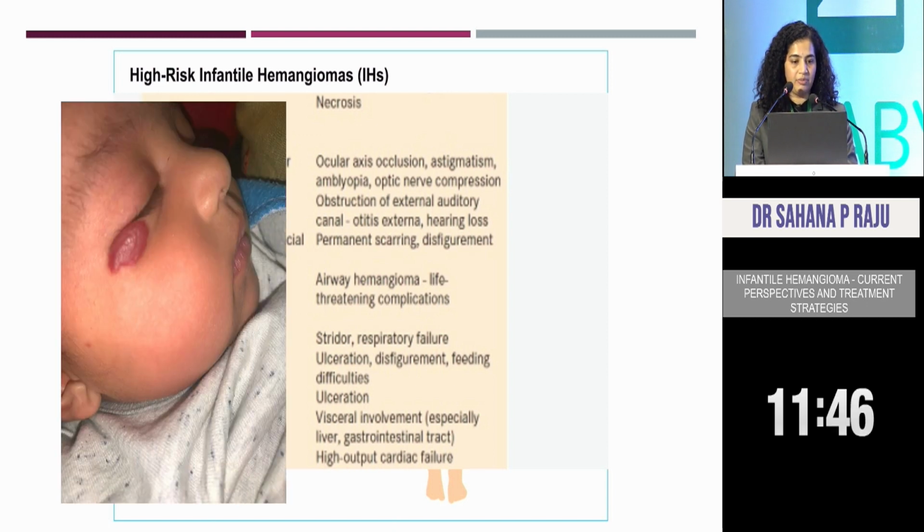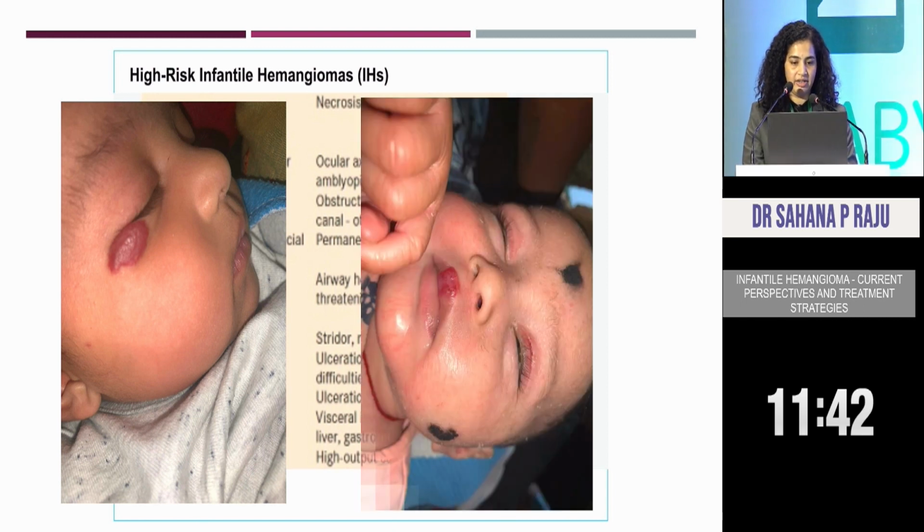Just to give you examples, so this is a hemangioma which is very close to the eye and it absolutely has to be treated. Again, this is a hemangioma at the tip of the lip and this can cause severe scarring, disfigurement and ulceration, so these have to be treated.